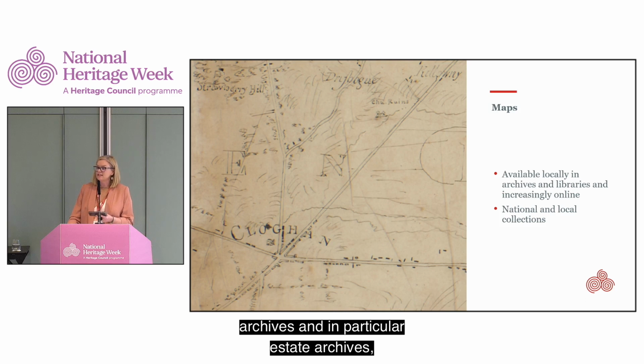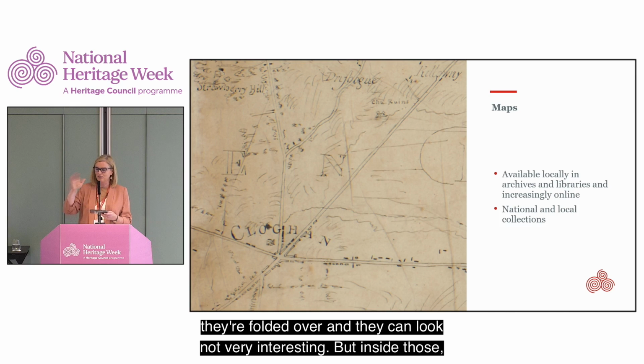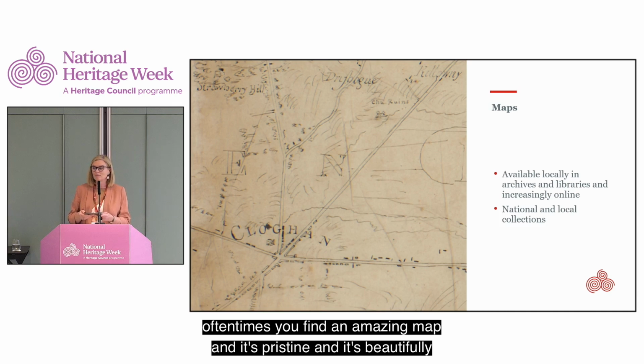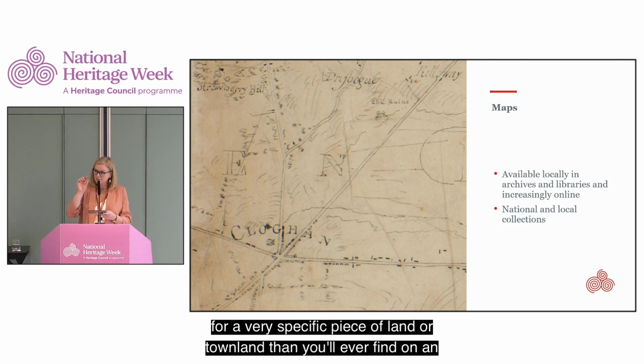And the other thing, if you do get into your local special collections or local studies library or archives, in particular estate archives, a tip from an archivist is that those old parchment leases, which are folded over, can look not very interesting. But when you fold them out, oftentimes you find an amazing map, pristine, beautifully coloured and illustrated, and it can sometimes have more detail for a very specific piece of land or townland than you'll ever find on an OS map.